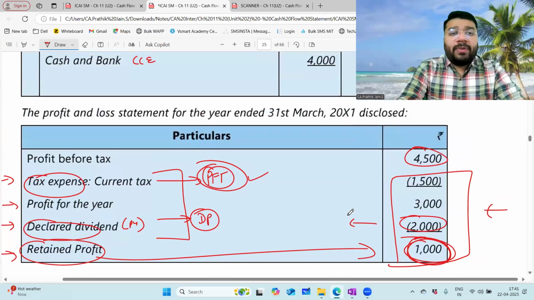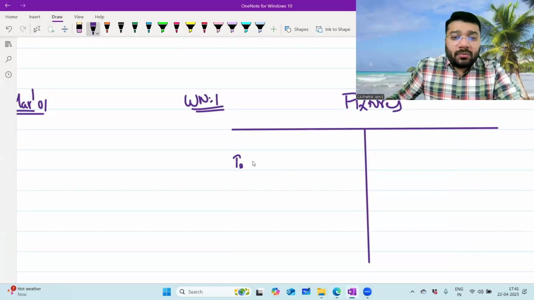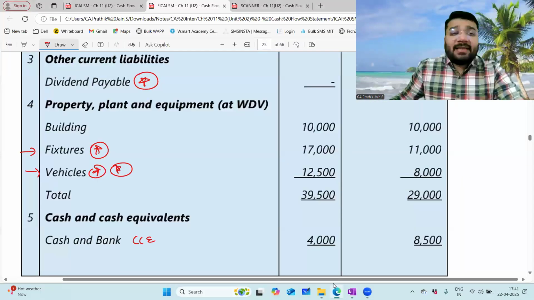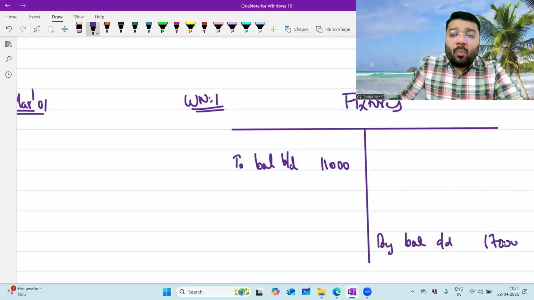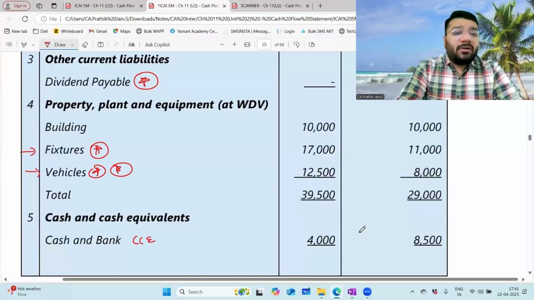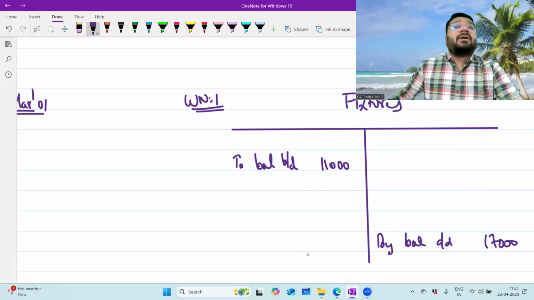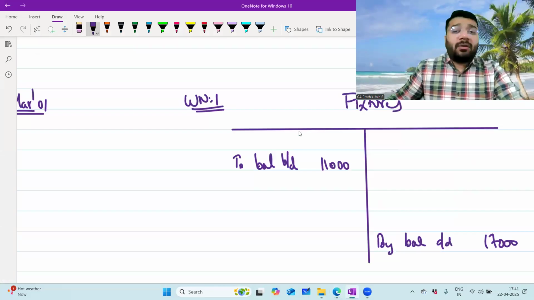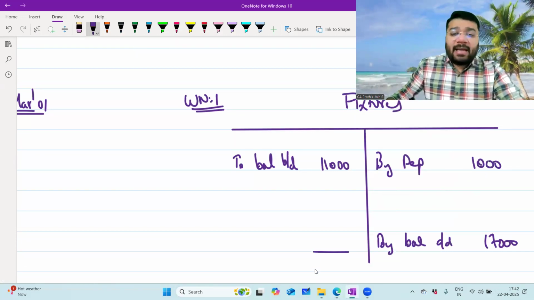Please tell me what is the opening balance of fixtures? Opening balance of fixtures 11,000. So to balance brought down 11,000. What is the balance carried down? 17,000. So by balance carried down 17,000. What other relevant information of fixtures is available? So depreciation. What is the entry for depreciation? Depreciation account debit to fixtures. So in fixtures account, by depreciation. How much? 1,000. Is the ledger automatically balancing?